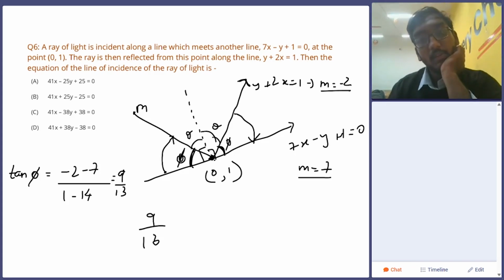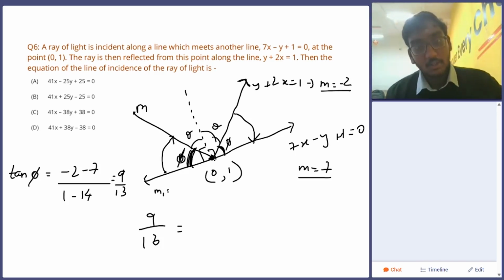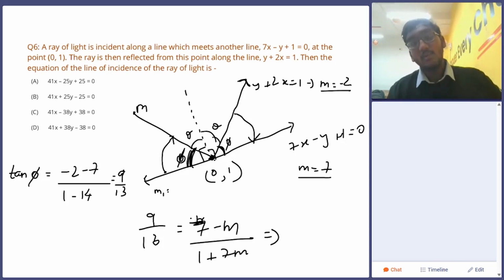9 upon 13 will be equal to tan of phi, tan of this angle also. So let's call this m1, that is 7. We already know this slope is 7. And this slope we don't know, we'll assume it as m. So 9 upon 13 will be, this is m1 and this is m2, 7 minus m divided by 1 plus 7m. By rearranging and writing, what will be the value of m?